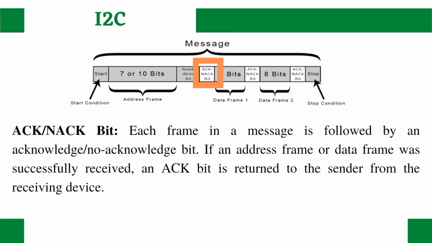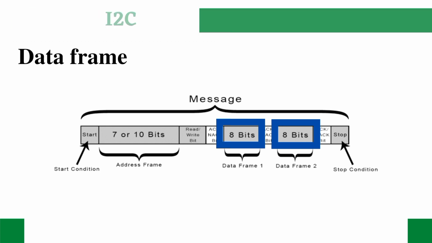Next, acknowledge or no acknowledge bit. Each frame in a message is followed by an acknowledge or no acknowledge bit. If an address frame or data frame was successfully received, an acknowledge bit is returned to the sender from the receiving device. Next, the data frame.